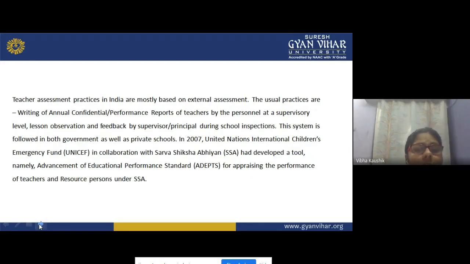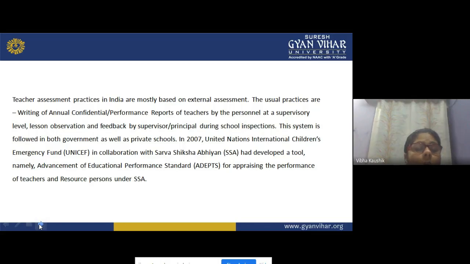Teacher assessment practices in India are mostly based on external assessment. In India, we do assess teachers, but it is totally based on external assessment. The usual practice is the writing of an annual confidential performance report of teachers by personnel at a supervisory level. We are still focusing on assessment by supervisors.